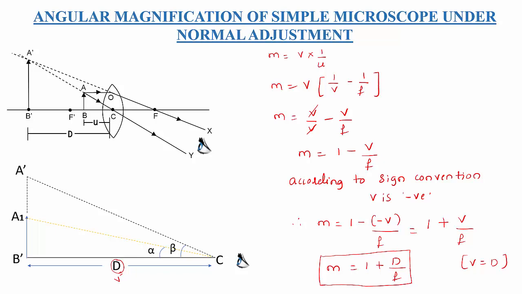Next, in the next session, I am going to derive the second case, that is the magnifying power of a simple microscope where the image is formed at infinity.